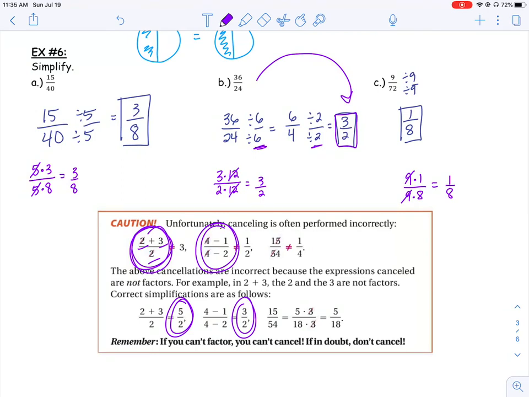Same thing with this 15 over 54. I've seen students take the 15 over 54 and see 5's on the top and 5's on the bottom, and they just try to reduce those. Unfortunately, you can't do that. What we have to think about is factors of 15 and 54. For example, 5 times 3 is 15, and 18 times 3 is 54. And if they have a common factor, multiples of, then we can reduce. But we can't just reduce pieces out of those numbers.